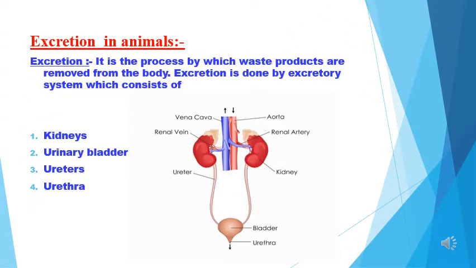Now let us understand how our body gets rid of all the waste products. This process by which the waste products are removed from our body is called excretion. Excretion is done by a special system in our body called the excretory system. This consists of kidneys, urinary bladder, ureter and urethra.